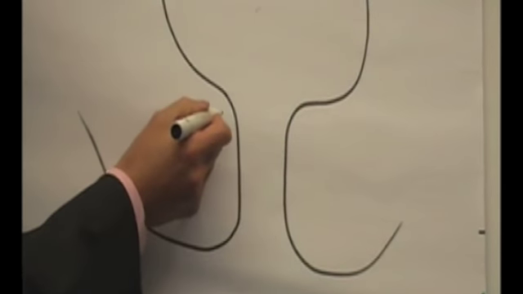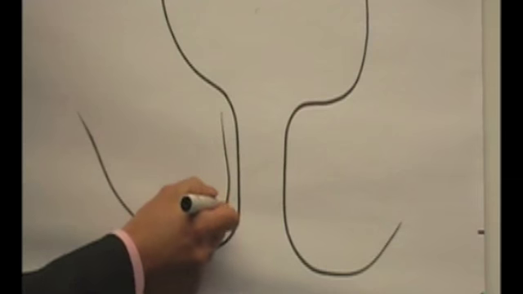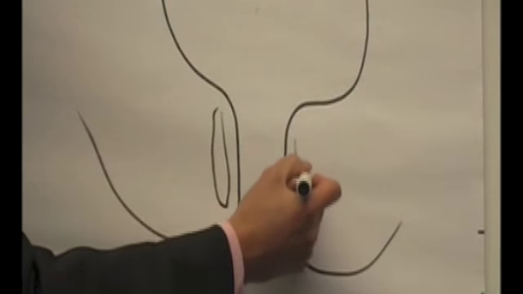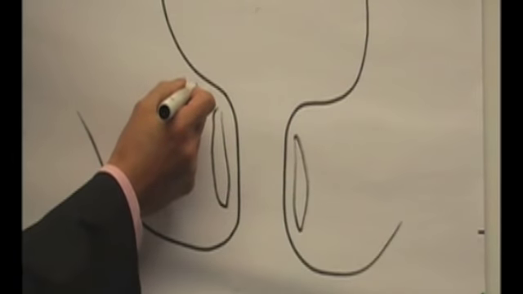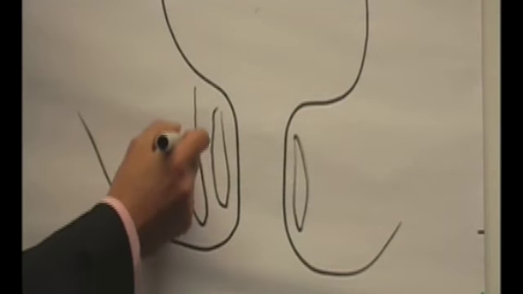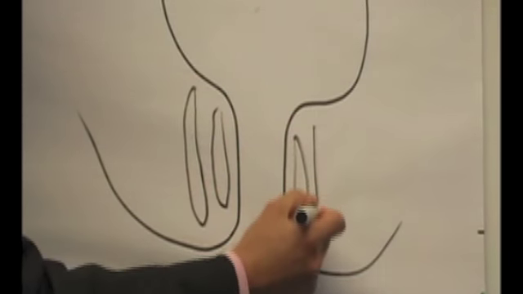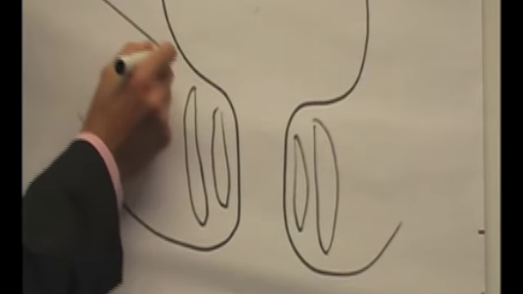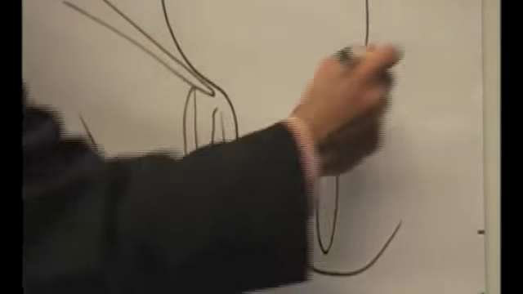Around the anal canal, two sphincters. Imagine these come all the way around. So the internal anal sphincter, the external anal sphincter, and then the levator ani muscles, pelvic floor, like this.